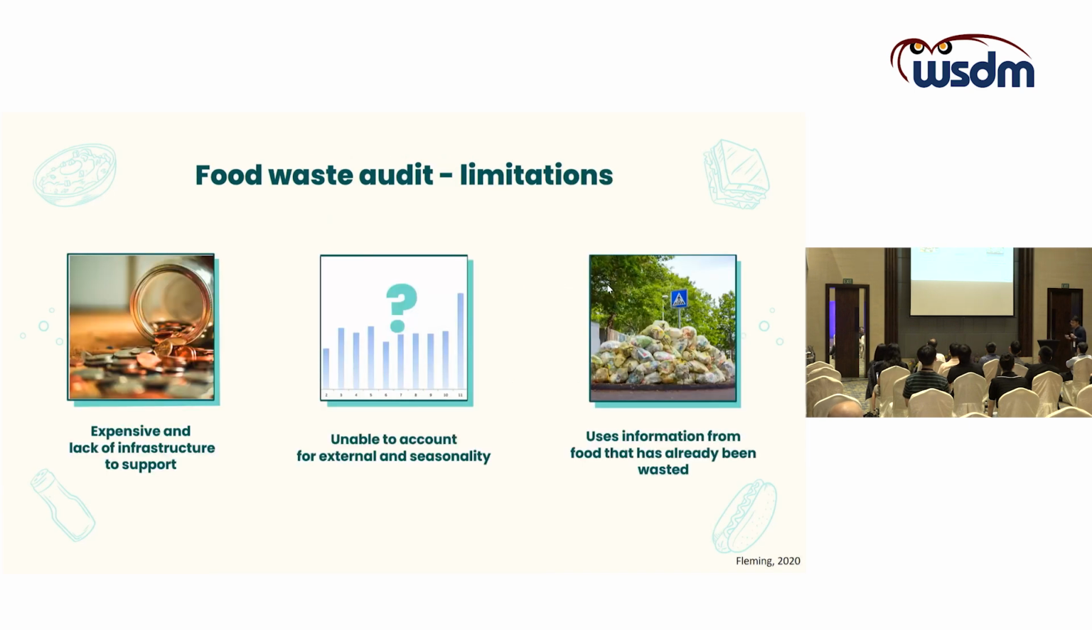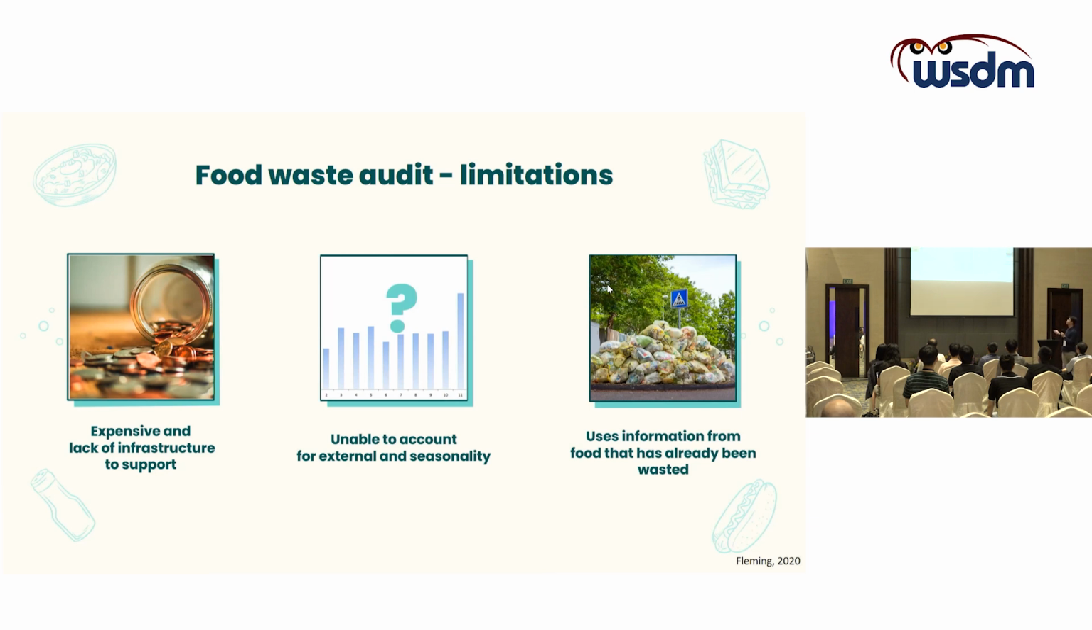Firstly, it can be expensive to install smart bins or even cameras across all the different F&B establishments. It is also unable to account for any external or seasonal variables that may affect consumer behavior. And lastly, it uses information on food that has already been wasted. So why don't we stop it at the source?